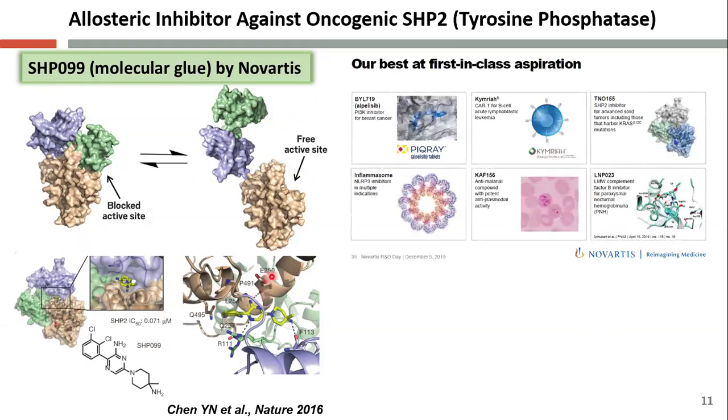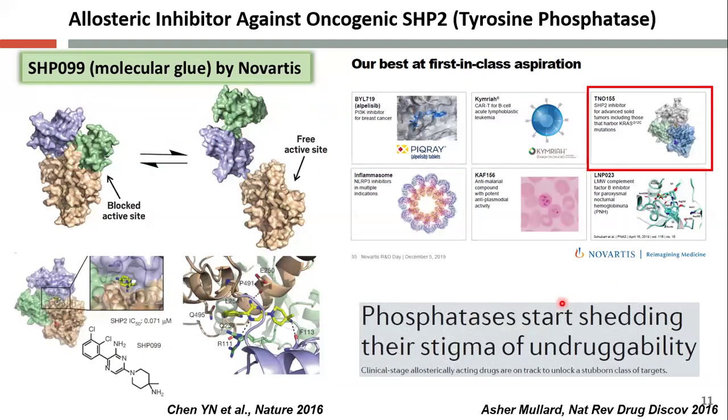Since the discovery of SHP099 and its improved version TNO155, Novartis has invested lots of money and also listed it as one of the best first-in-class aspirations in their 2019 annual report. So phosphatases started shedding their stigma of undruggability since then.